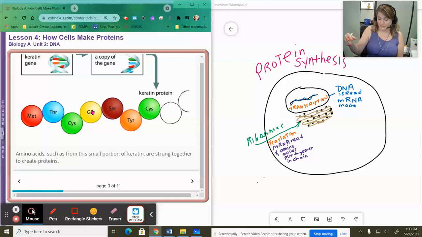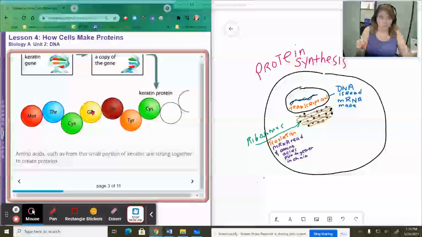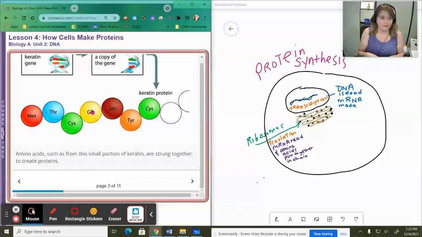Once the chain is assembled, the protein is folded or bent into a specific shape, and that completes the process of protein synthesis. We're basically talking just about transcription and translation today, which is to assemble this amino acid chain, which is called a polypeptide chain. We're not really going to look at how they fold them or anything like that.